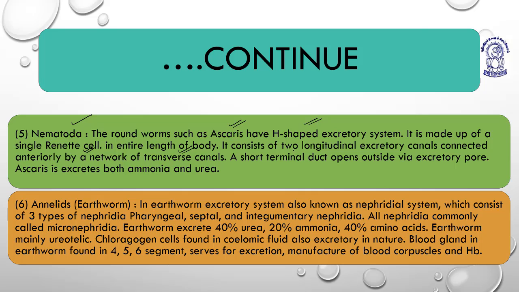It consists of two longitudinal excretory canals connected anteriorly by a network of transverse canals. So this H-shaped renette cell basically consists of two longitudinal excretory canals which are connected anteriorly by a network of transverse canals. A short terminal duct opens outside via the excretory pore.